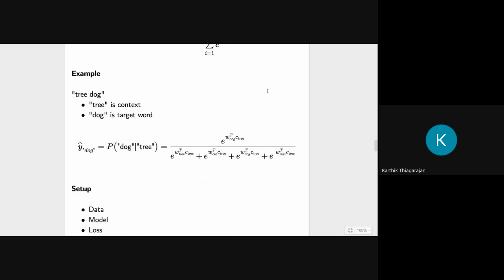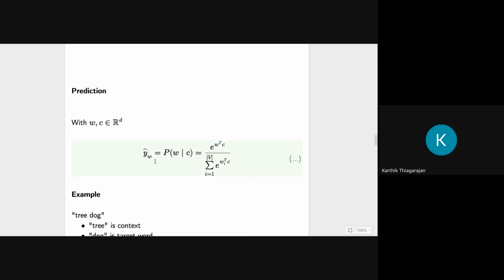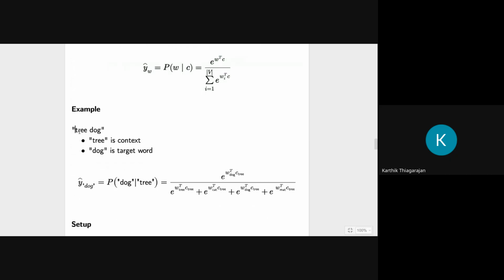So the context will remain the same while predicting the probability of a target word, right? For example, if the pair is tree dog, this tree will be the context, so the tree vector will come from the context matrix. Dog is the target word, so that is going to come from the W matrix, and so are all the other W's here. Any W that you see here has to be drawn from the word matrix.